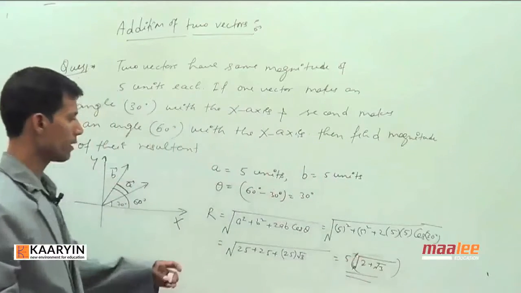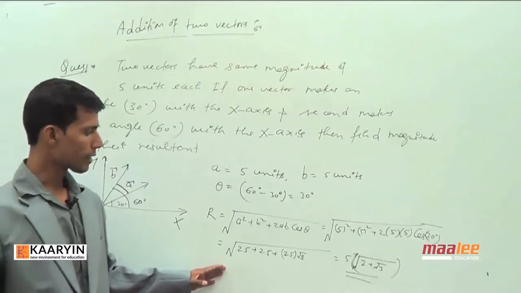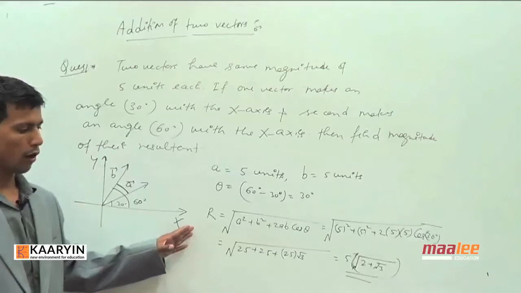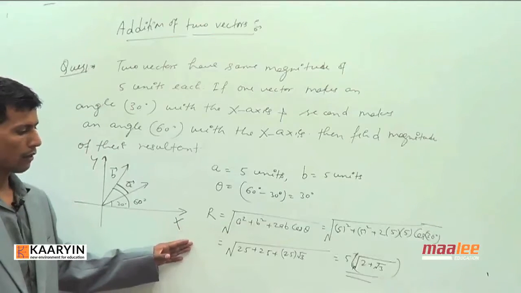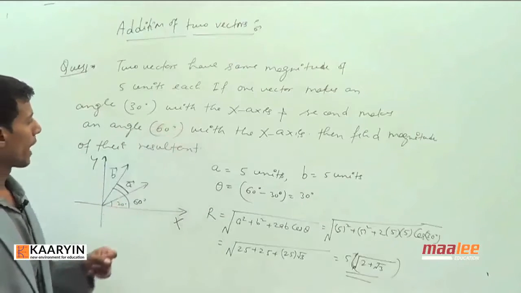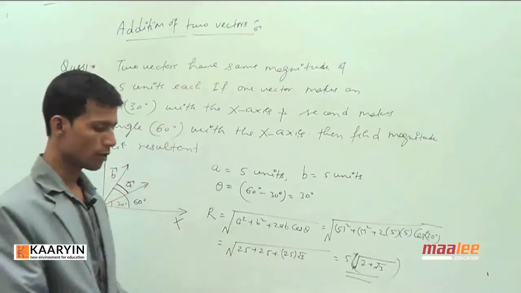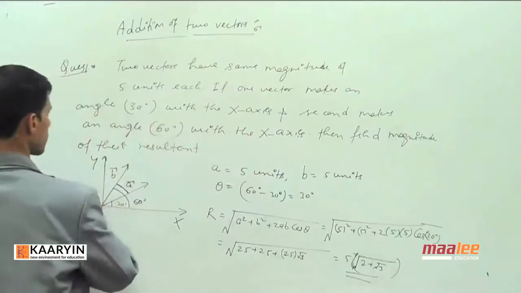You can solve it further, so it becomes the answer to find out what is the magnitude of the resultant of the vectors if both have the angle 60 degree and 30 degree with the x-axis. So this is the way we can find out.